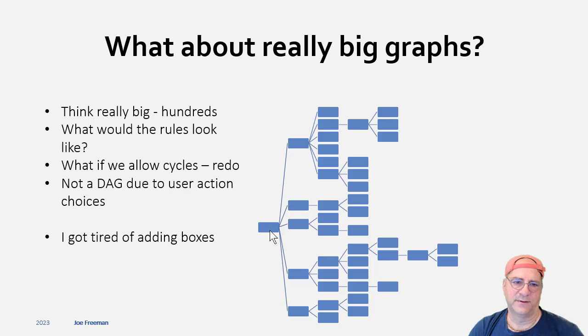And this is not purely a DAG. The reason I said that was because user choices might actually push us back into another part of the graph. So it's not necessarily acyclic, the A here, the acyclic graph. We actually could have cycles in the business process, even if the graph doesn't show it. And I was going to make this a lot bigger, but you know what? After a while, you get tired of adding boxes to this thing.